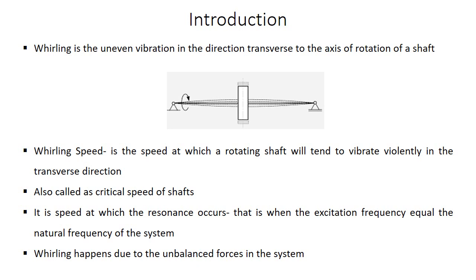It is not only the eccentricity between the rotor and the axis of rotation of the shaft that causes the whirling. Whirling can happen due to unbalanced force in the system also. If there are any unbalanced masses in the rotor or in the shaft, it will also create excessive centrifugal force. That will also lead to whirling of the shaft.